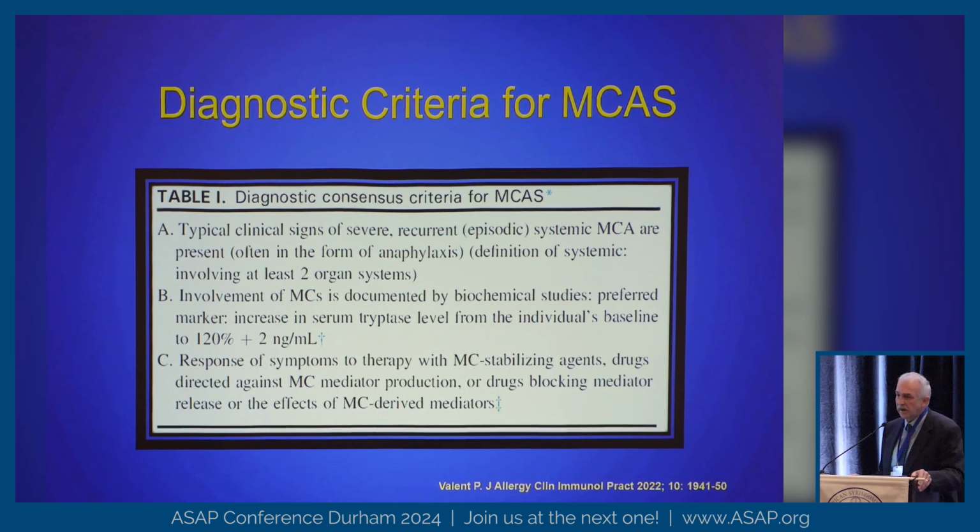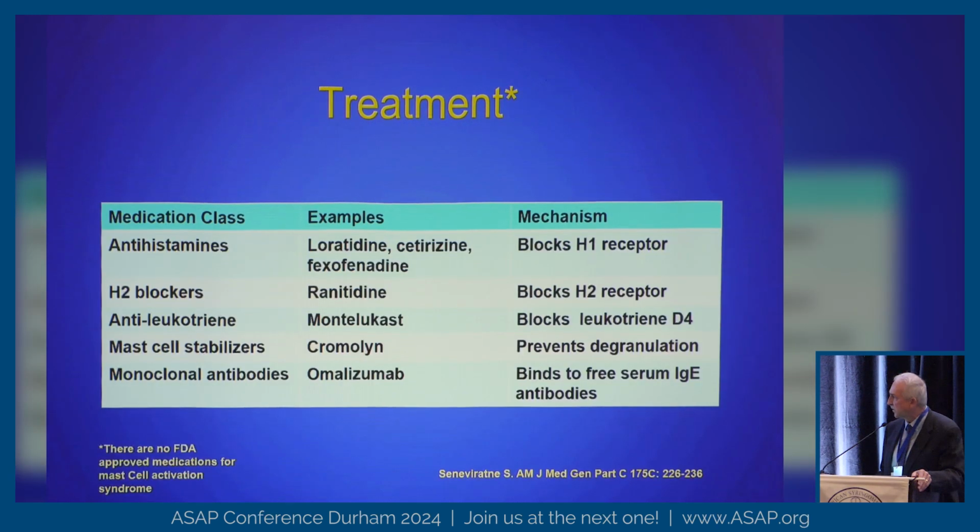And they have to have a response to mast cell stabilizing medications, drugs directed against mast cell mediators, or drugs blocking mediator release. These are some of the meds we use, and in fact, in headache patients, we will often give patients this cocktail of meds involving antihistamines, H2 blockers, anti-leukotriene medications, and sometimes mast cell stabilizers, and some monoclonal antibodies are used as well. So we often work very closely with allergists that have an expertise in this area.